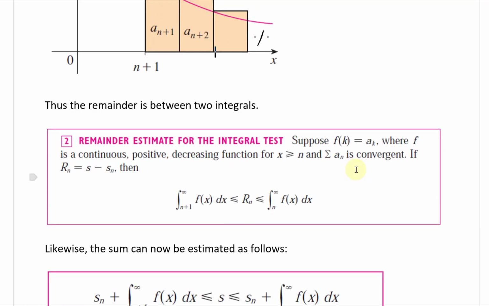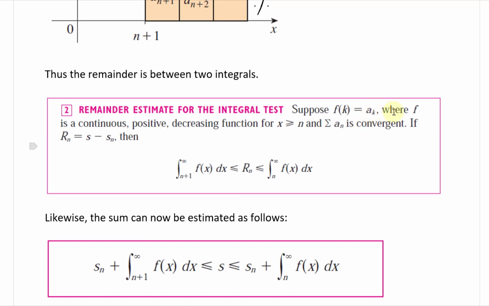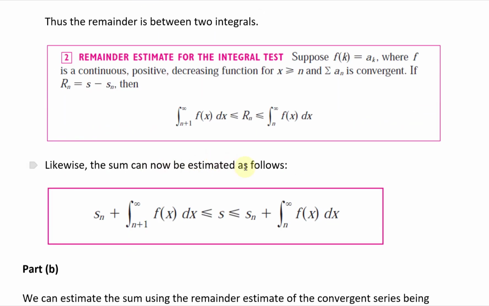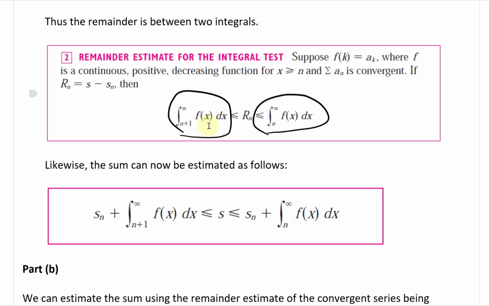Suppose f(k) equals a_k, where f is a continuous positive decreasing function for x greater than or equal to n, and the series, the summation of a_n, is convergent. If Rn, the remainder, is equal to S minus Sn, then the remainder is less than the integral from n to infinity of f(x) dx, and greater than the integral from n plus 1 to infinity of f(x) dx. So now we have an upper and lower limit for the remainder.